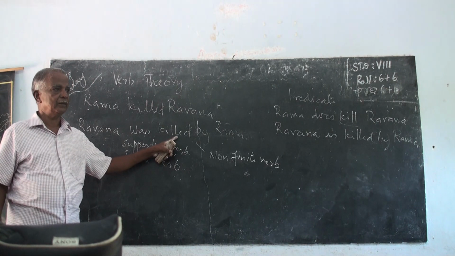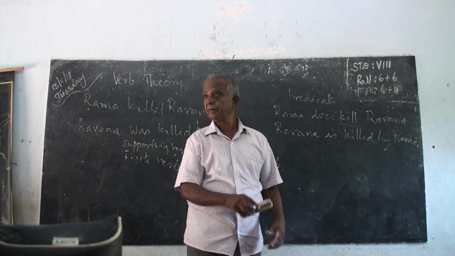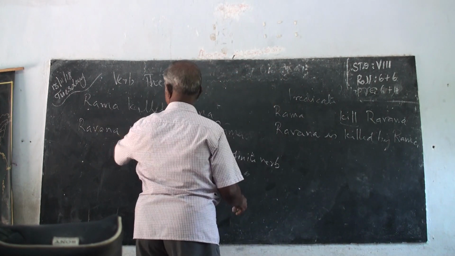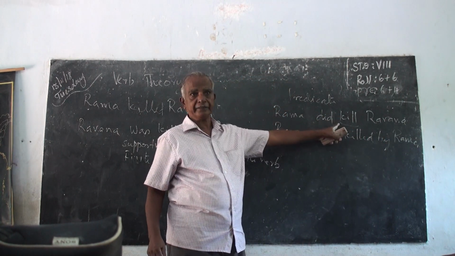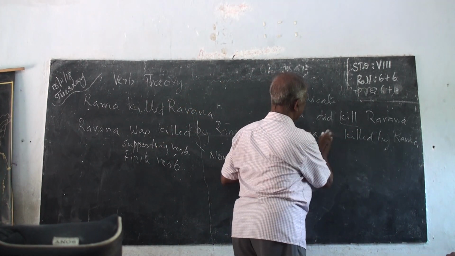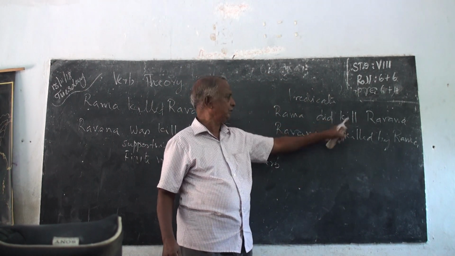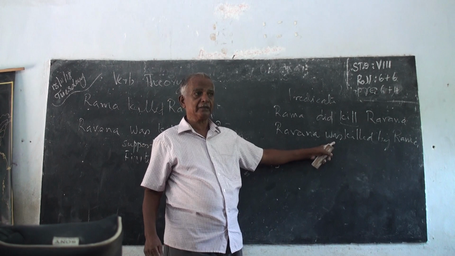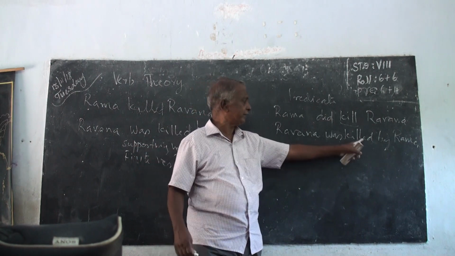If you take this theory, say Rama did kill Ravana. This is the active voice. Then Ravana was killed by Rama. Here, this is a noun, this is a noun. This is the key predicate verb. The question of supporting verb does not arise, because this is a noun.